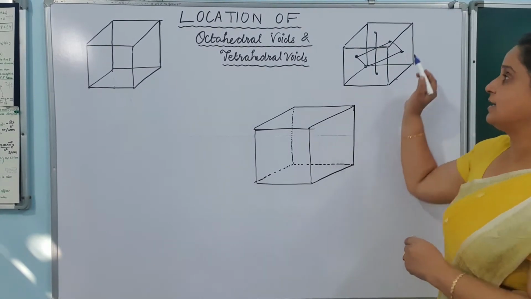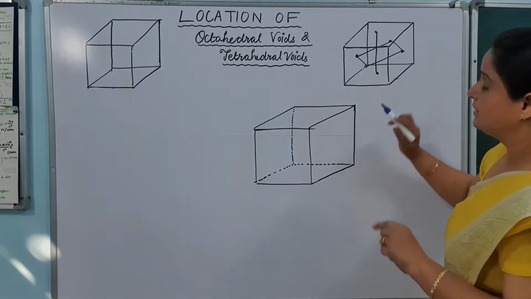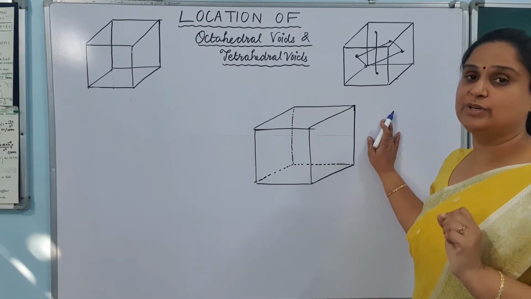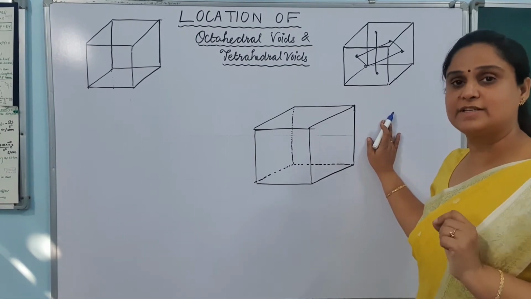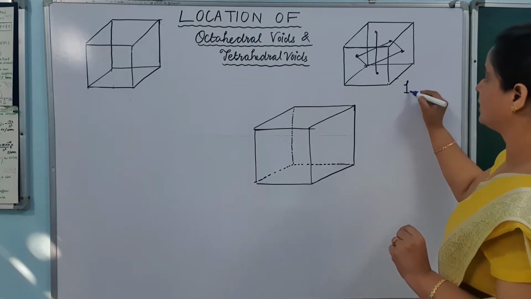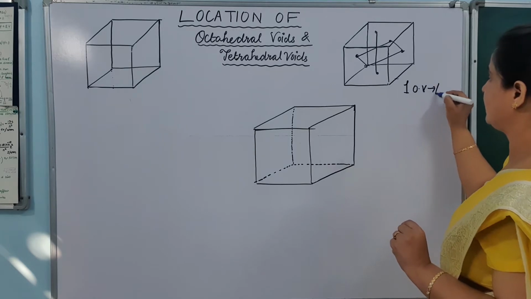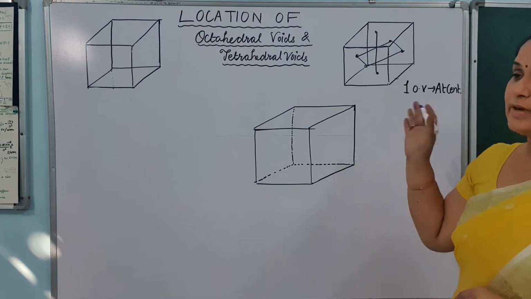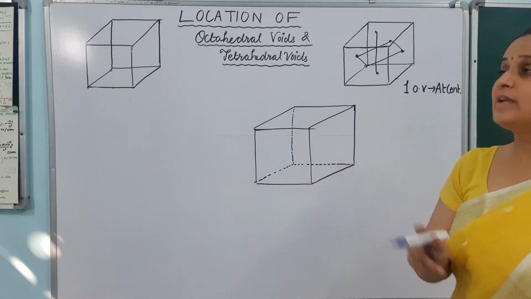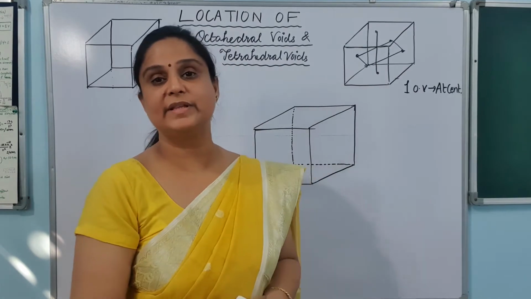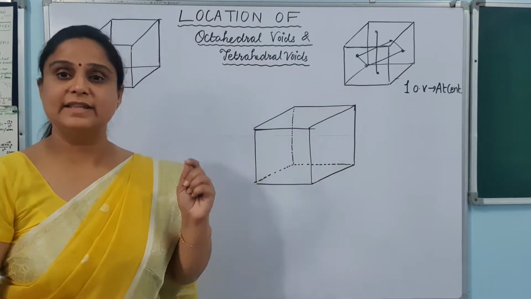So this is the center of the cell, and an octahedral void is always present at the center of the unit cell. Which type of unit cell? FCC unit cell. So you can find one octahedral void at the center. Okay, one octahedral void we have got at the center. What is another location of octahedral voids, and in total how many octahedral voids will be there in a single unit cell? That we are going to see.